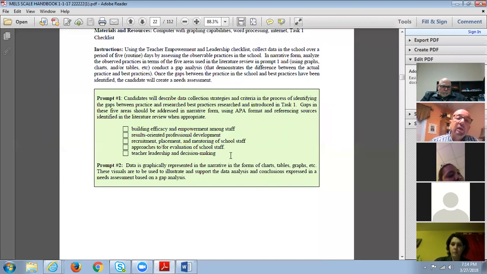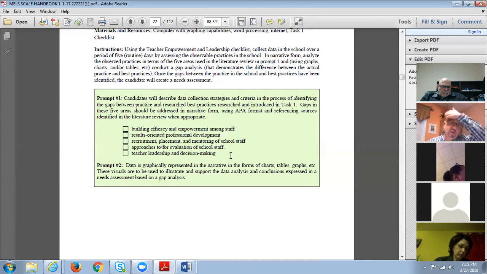You did your research in task 1. In task 2, you're going to actually do something with the research and with the instruments that you've developed. Using the 2 checklists, or the 2 instruments from task 1, you, the candidate, are going to collect data in the school to identify possible gaps between what the research says should be happening, and then when you walk around your school, visit classrooms, and meet with your administration and they share walkthrough results and things of that nature, what is actually happening.